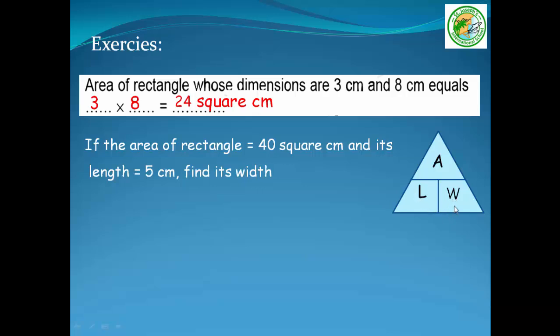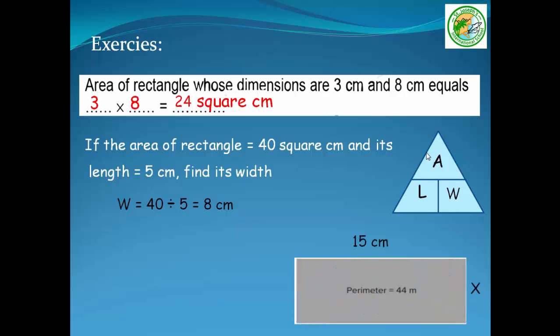Okay, if we want to get the width, we will hide the width. So the width will be equal to area divided by length. Now in this problem we want to calculate the width of the rectangle, and from the figure, width equals area divided by length. So we will write width equals 40 divided by 5 equals 8 centimeters.